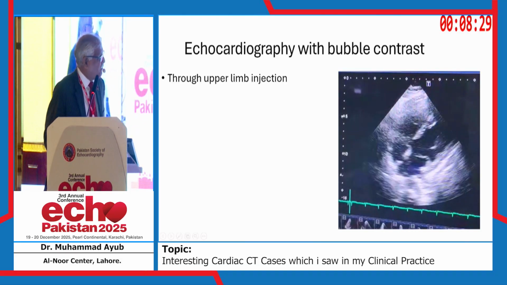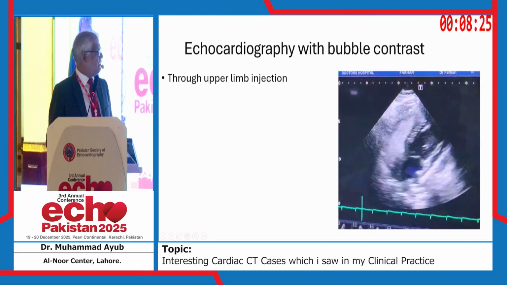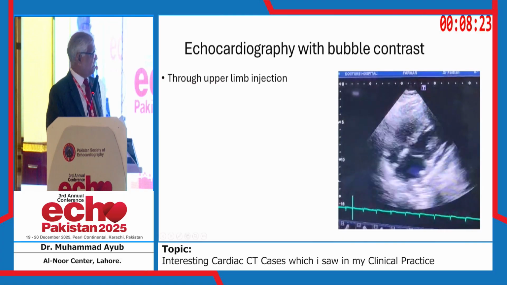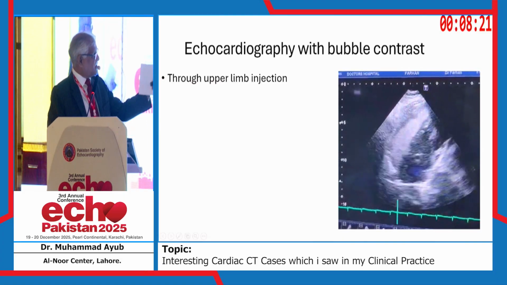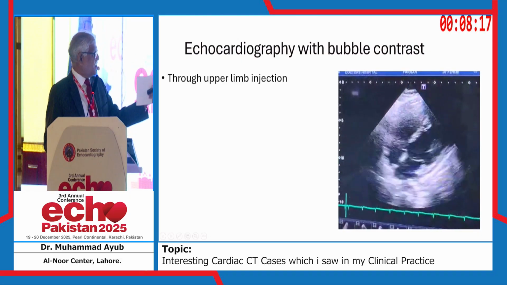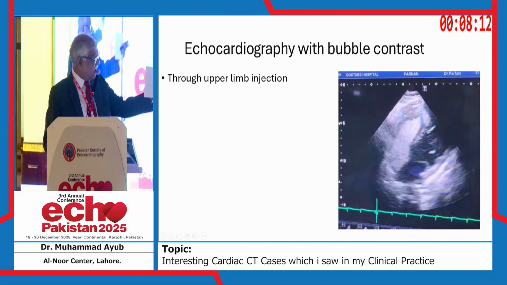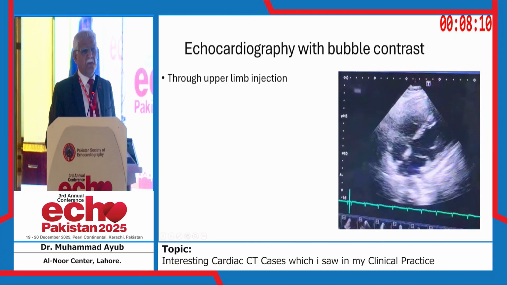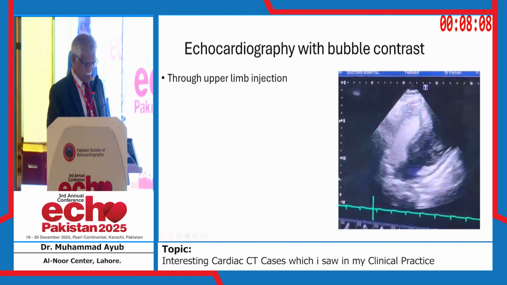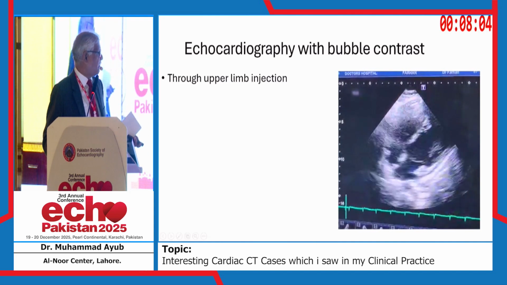So to confirm what is wrong, a saline study was done, and this is the study after injection from the upper limb. You see that contrast is coming to the right atrium and the right ventricle, but a little bit of contrast also goes to the left side.